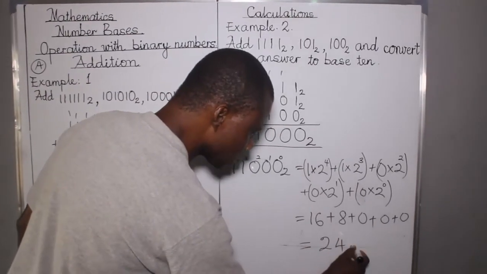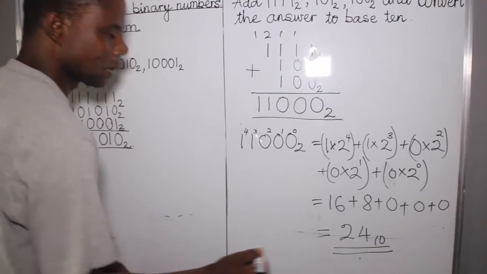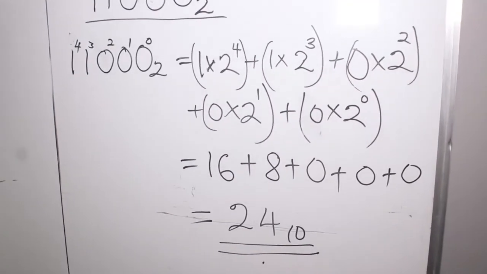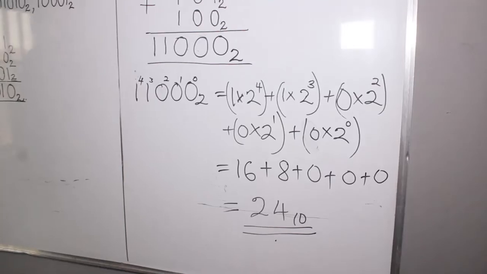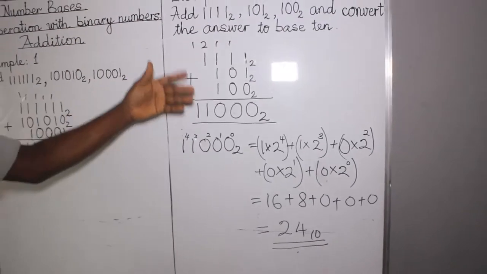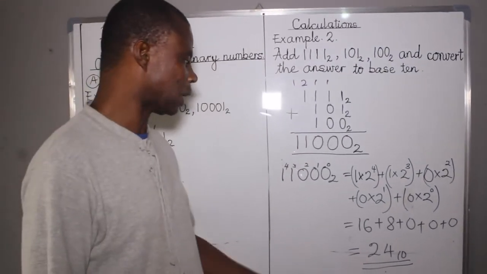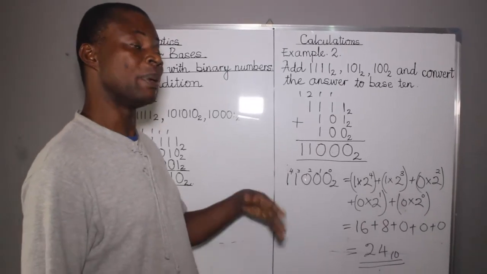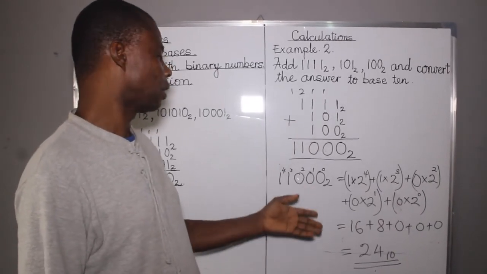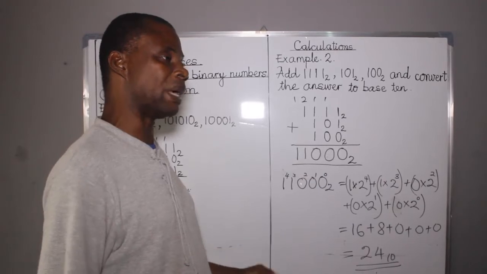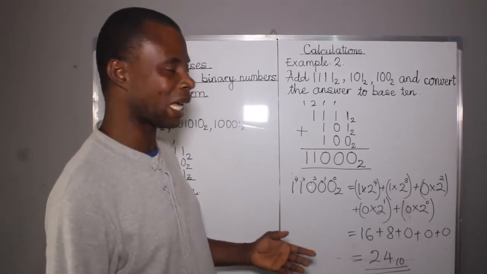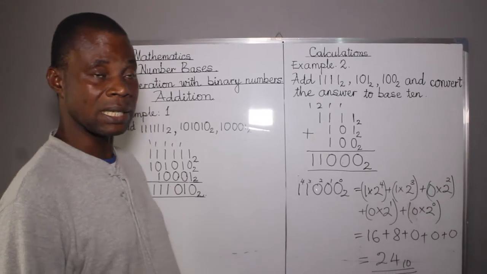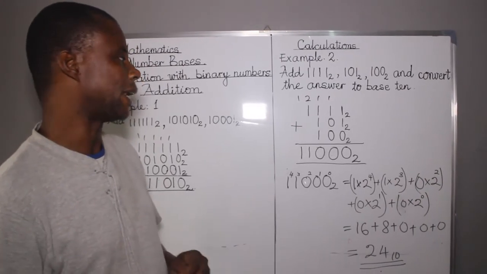To the power of what? 10. That's all. So sometimes you can be given a question, instead of asking you to go step by step, you just add first, and then you finish the addition, you move quickly to the next step. So this is how to convert a number, not just binary. It could be base 6, base 7, base 8, base 9. It's the same procedure you follow to convert it to decimal, which is to the base of 10.